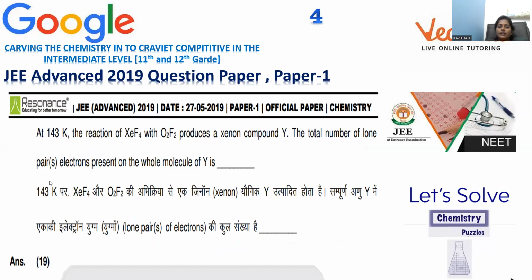Question number 4 is collected from the JEE Advanced 2019 paper 1 question paper. At 143 Kelvin, the reaction of xenon tetrafluoride with O2F2 produces a xenon compound Y. The total number of lone pairs of electrons present on the whole molecule of Y is to be identified. So how many lone pairs of electrons are to be depicted?